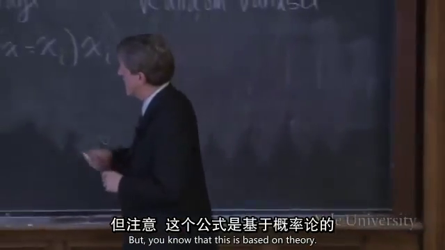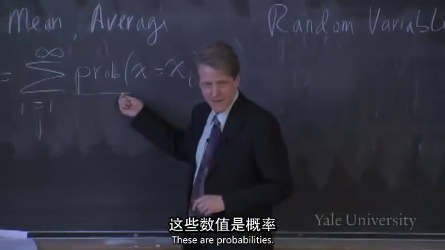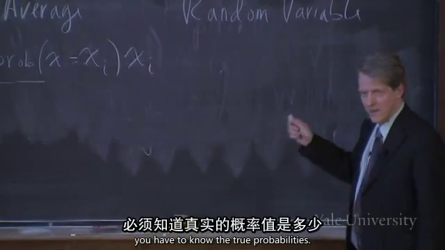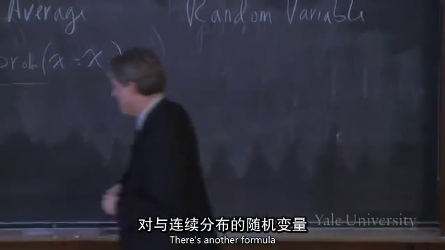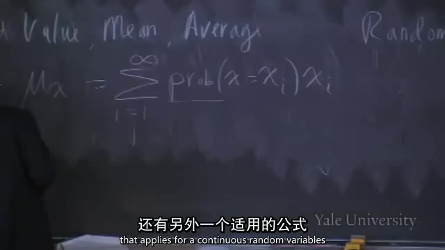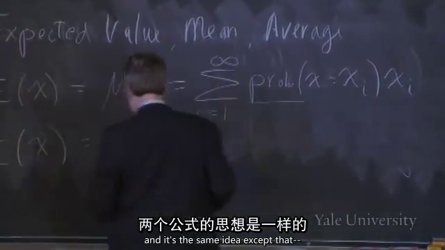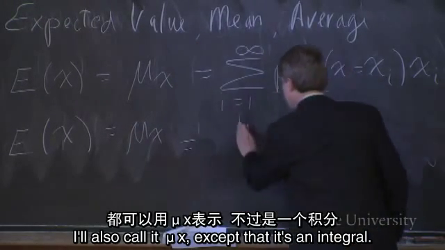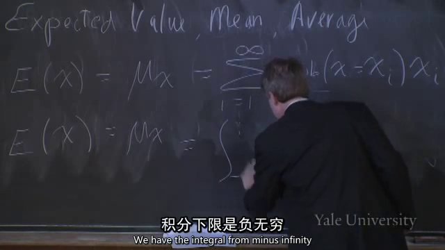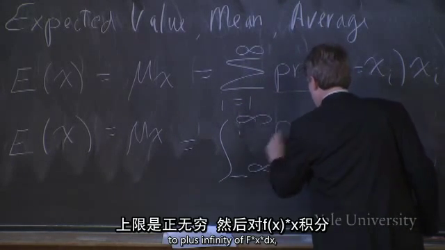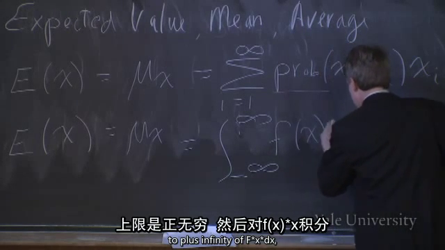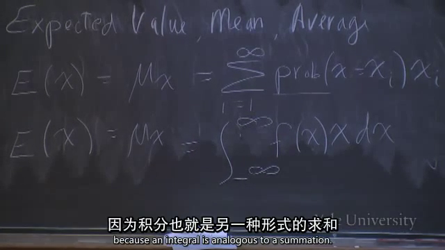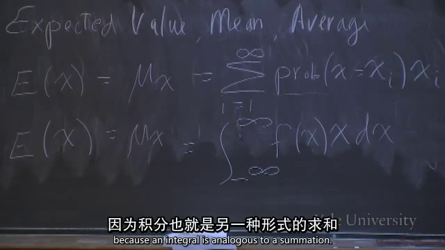But you note that this is based on theory. These are probabilities. Okay? In order to compute using this formula, you have to know the true probabilities. There's another formula which applies for continuous random variables, and it's the same idea, except that I'll also call it mu sub x, except that it's an integral. So we have the integral from minus infinity to plus infinity of f of x times x dx. Okay? And that's really the same thing because an integral is analogous to a summation.